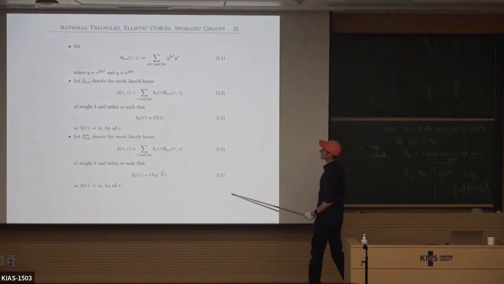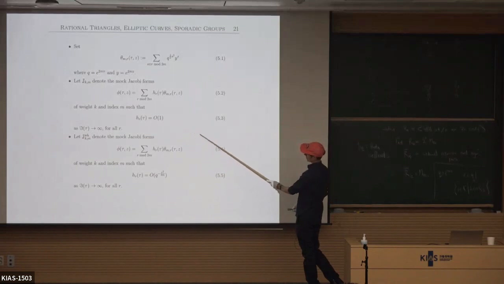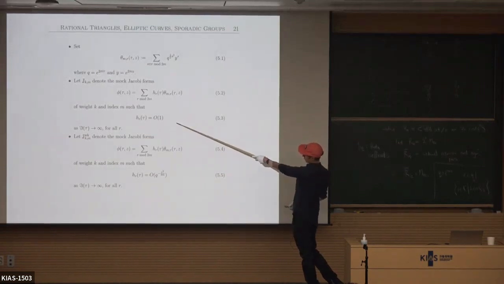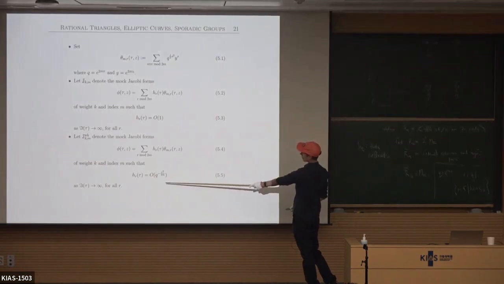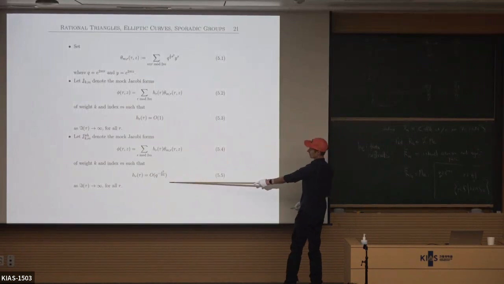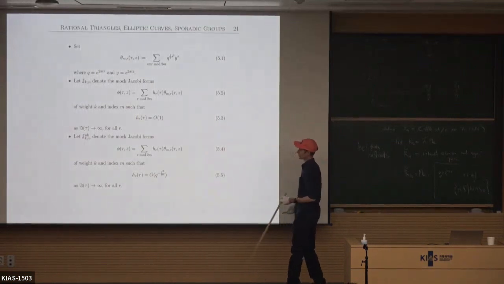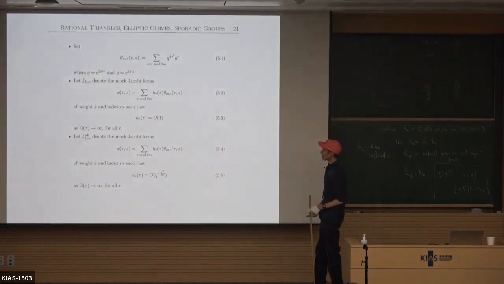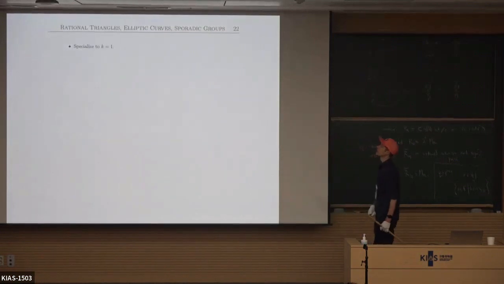All right. Now, Mock Jacobi forms satisfy this growth condition. It's convenient to consider functions satisfying a weaker growth condition, i.e. to allow some growth as tau goes to infinity. So these are so-called weak Mock Jacobi forms.